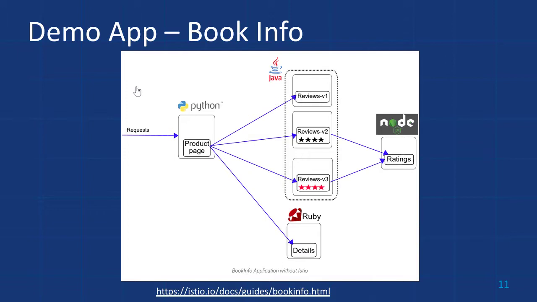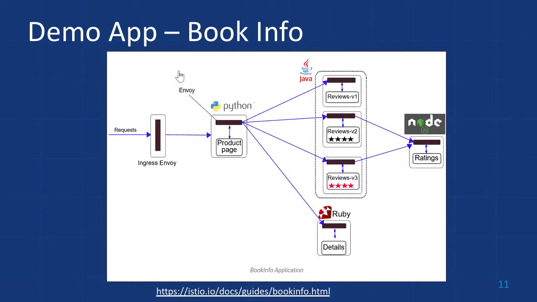Okay, and now it's important to also note that each of these services is written in different languages. So this is a clear representation of the polyglot microservices approach. So you've got Python, our product page is written in Python, the reviews is written in Java, the details are written in Ruby, and Node.js is used for the ratings.